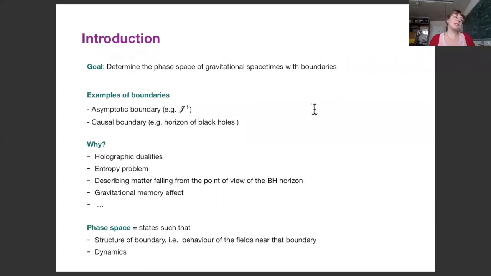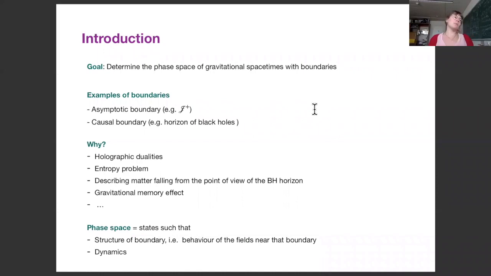So what is our main goal? We want to determine the phase space of gravitational space-time with boundaries. Why is it interesting? Here are a couple of examples of boundaries in gravity. For example, you have an asymptotic boundary, like future null infinity, which is the boundary of asymptotically flat space-time. You also have another kind of boundary, the causal boundary, for example the horizon of the black hole. They separate two disconnected regions, for example, in the case of the black hole, the interior and the exterior.